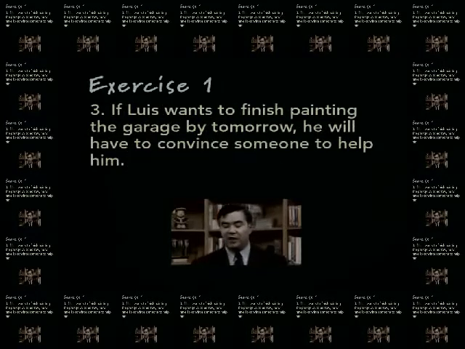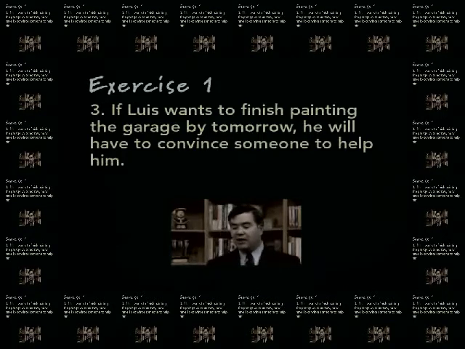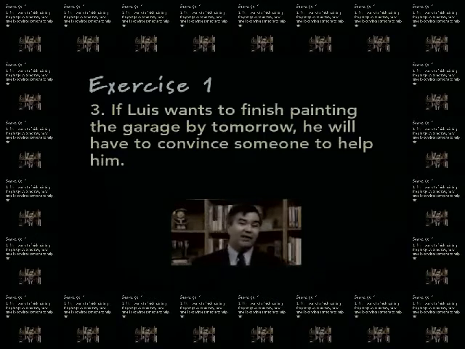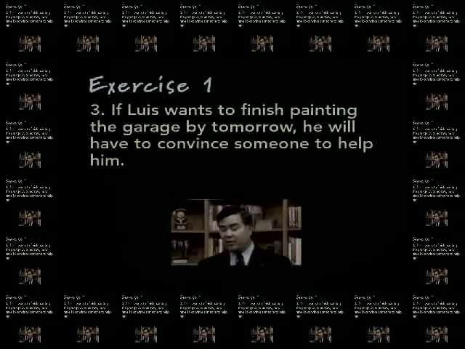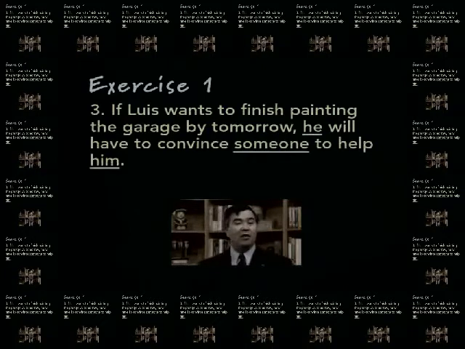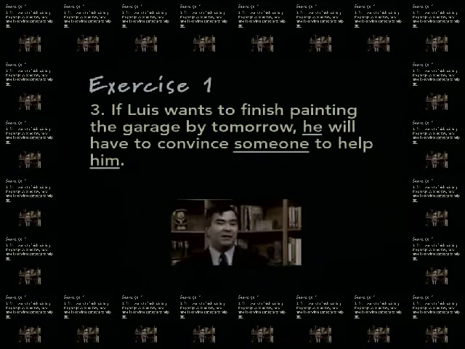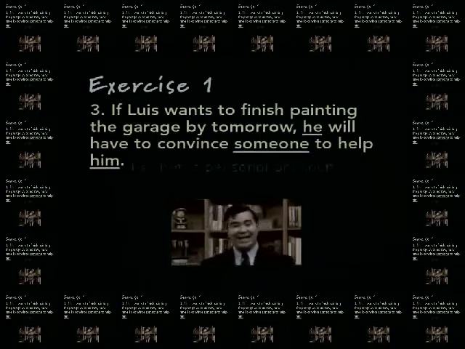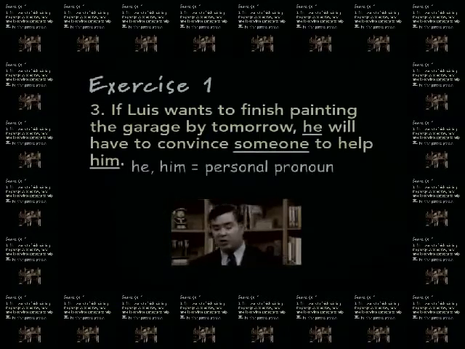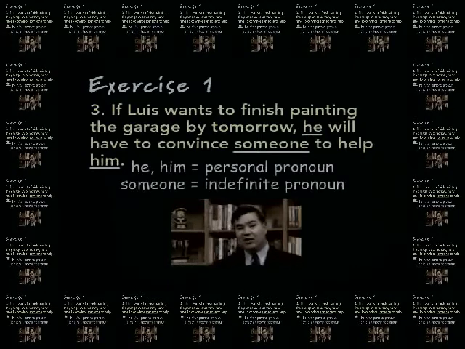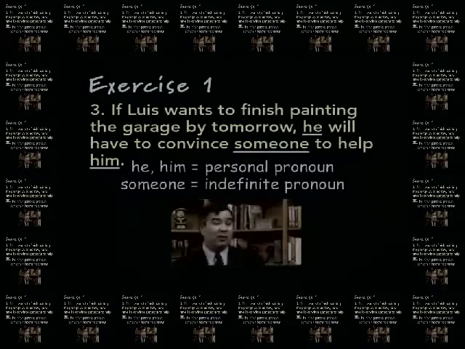If Luis wants to finish painting the garage by tomorrow, he will have to convince someone to help him. How many pronouns did you notice in this sentence? There are 3 altogether. He, someone, and him. All 3 appear in the second half of the sentence. Now, 2 of the pronouns are personal pronouns. He and him are both personal pronouns. The third pronoun, someone, is a different category. This is an indefinite pronoun.